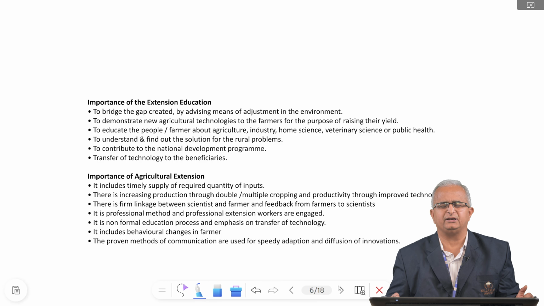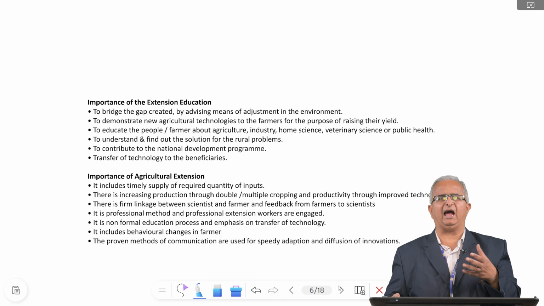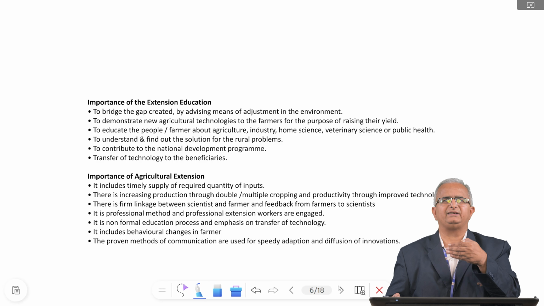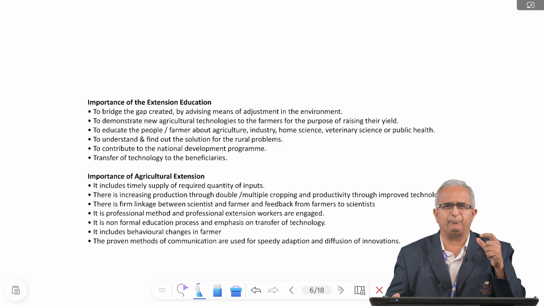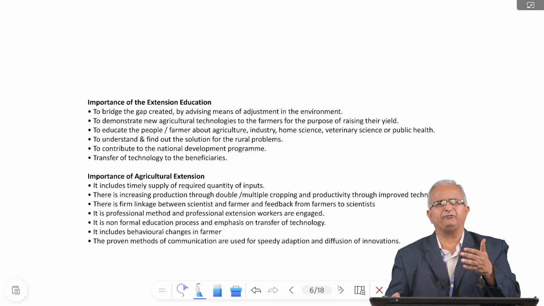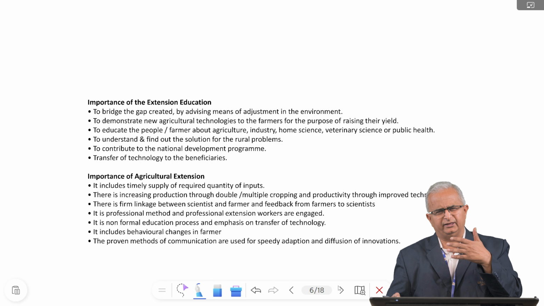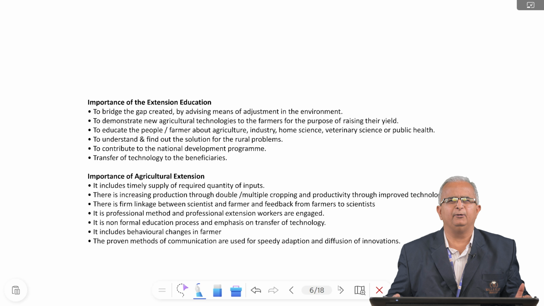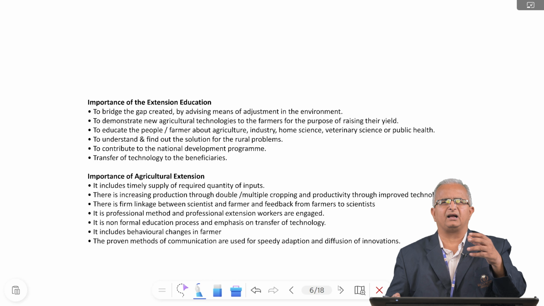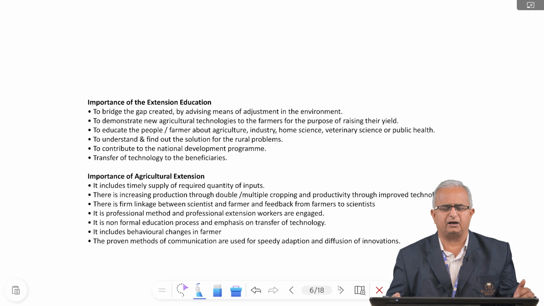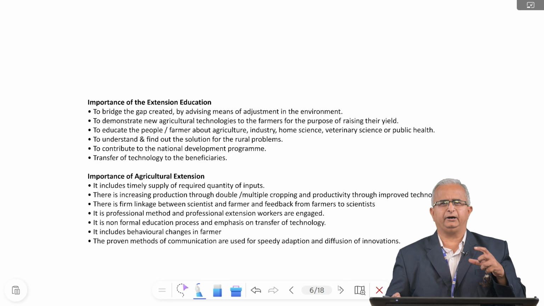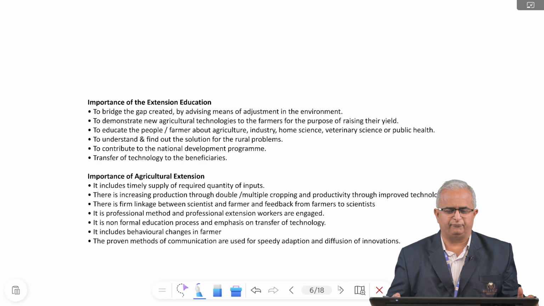Extension education is a professional method. Why? Because whatever activities we do, we follow a systematic, step-by-step procedure. That's why it is a professional method. All the extension agents are highly professional. They try to understand the culture of the people and go in accordance with it. And they try to bring about behavioral changes in the farmers.